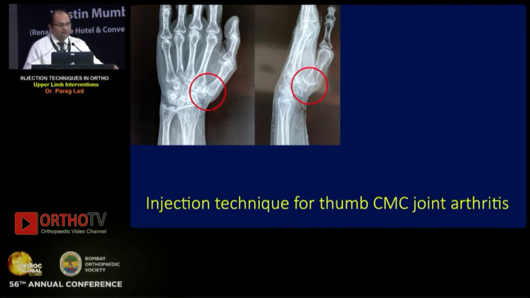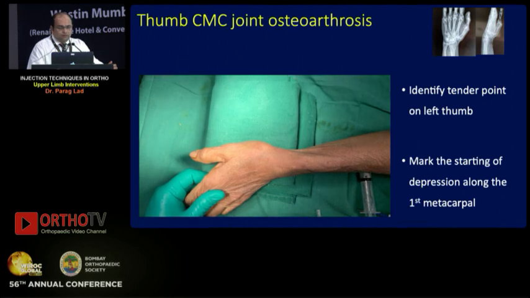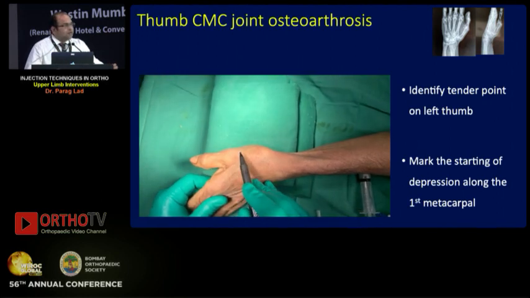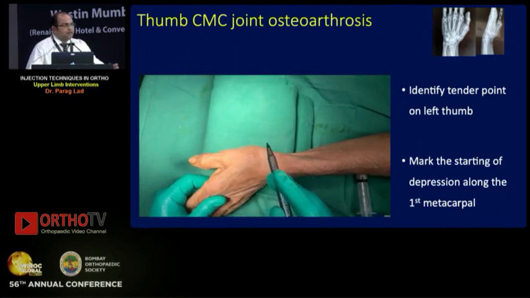This is the injection technique for thumb carpometacarpal joint arthritis. As per the Eaton classification, grade 1 or 2, where there is no advanced arthritis and 50% or less of the joint surface are in contact with each other, we can consider a triamcinolone acetate injection. It is done just like a surgical preparation.